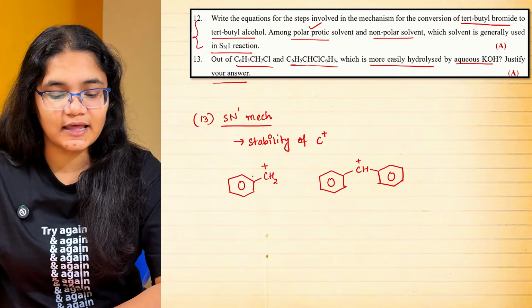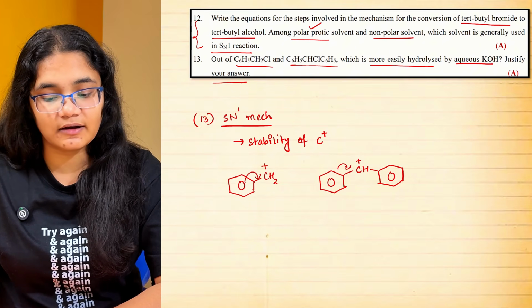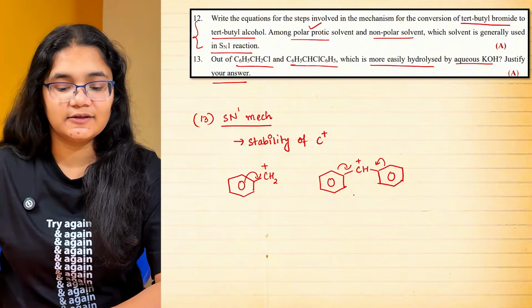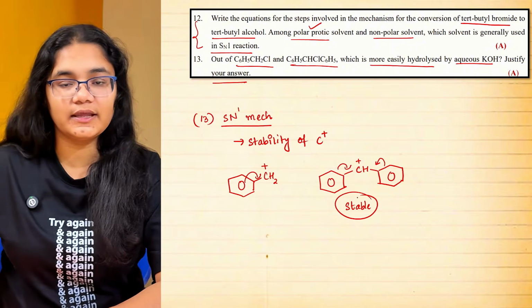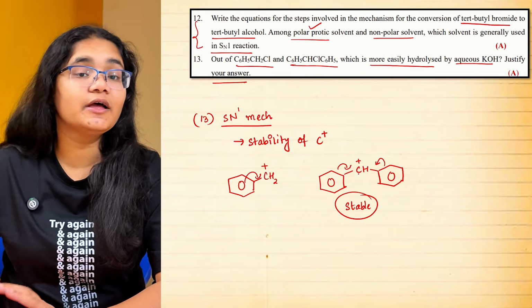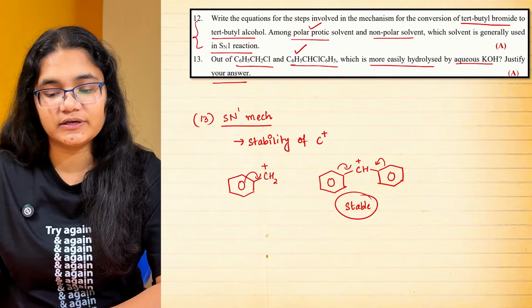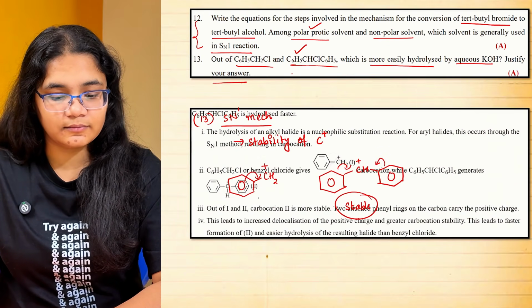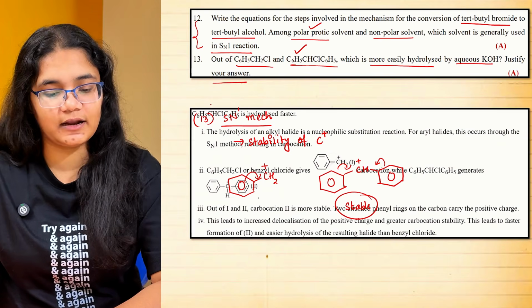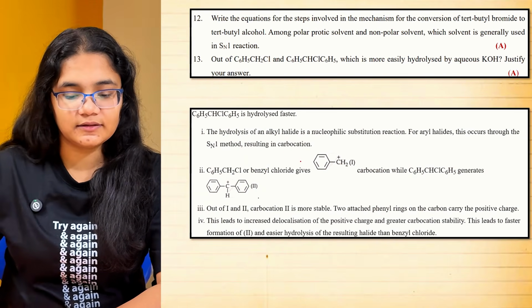Now you can see that this particular carbocation is stabilized by one resonance, but this carbocation will be stabilized by 2 resonance. So obviously this is more stable, because here we have more resonance, right? So which one will be more easily hydrolyzed? The second one. Okay, next, you can see the detailed answer here. I'll just erase one. Okay, so you can see the same thing here.